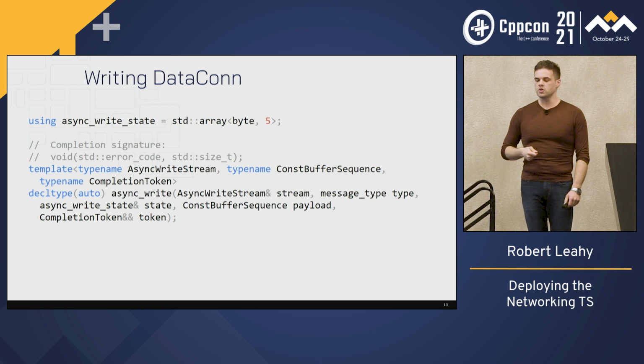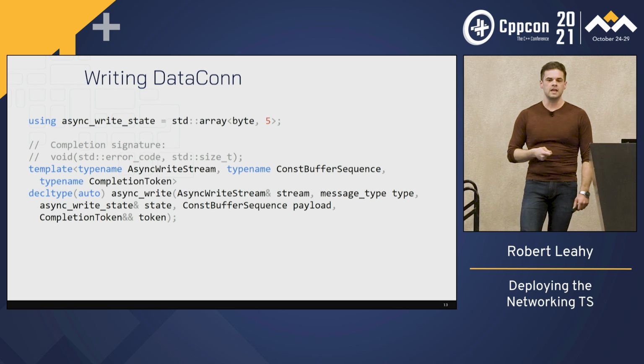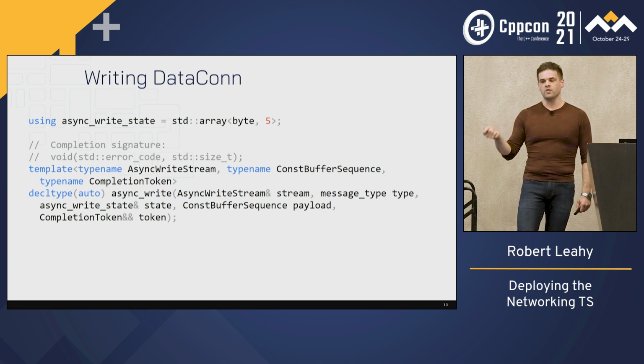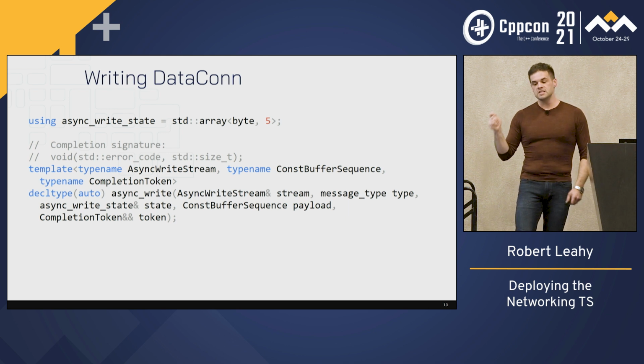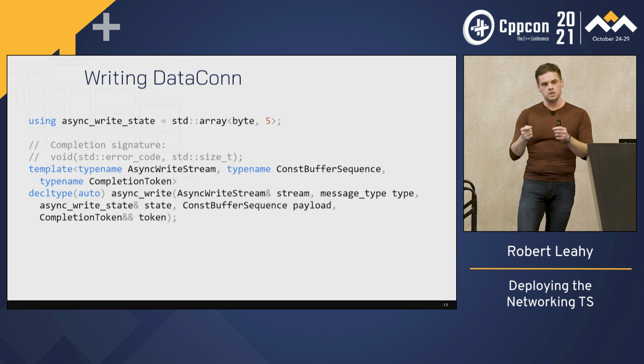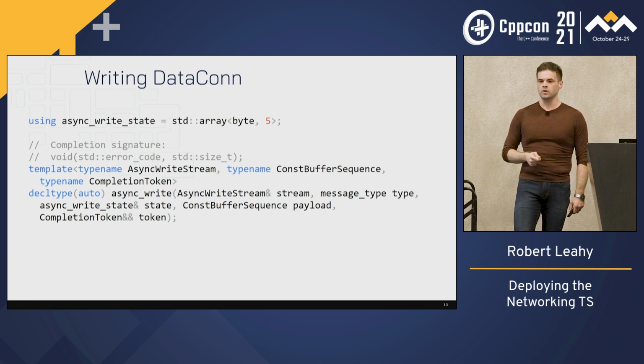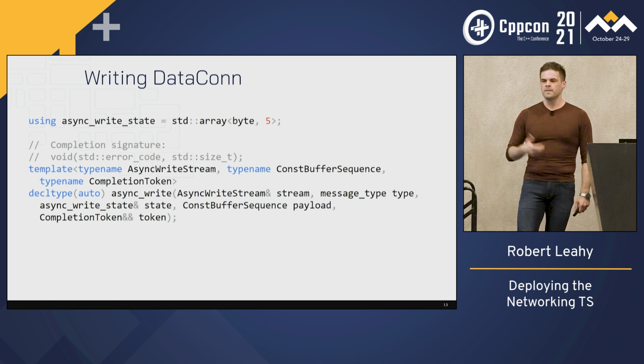Then the completion signature for async write is an error code indicating the status of the operation and the number of bytes transferred. As for the signature of the initiating function, I accept the write stream, I accept the message type to write, I accept a stable reference to the async write state to use to prepare the header, a view of the payload I'm going to send, and of course, the completion token I use to notify my user of completion.